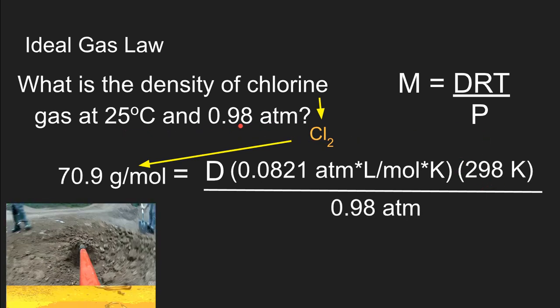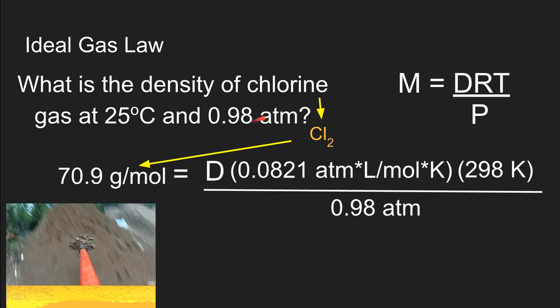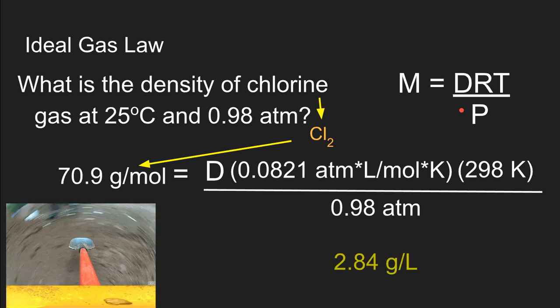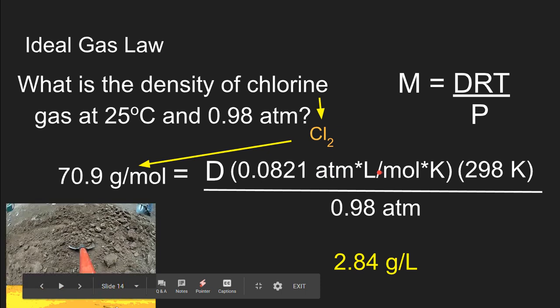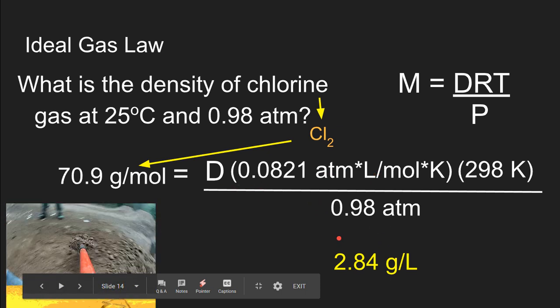There's the 0.98. Okay, so you can be doing densities, or you can find molar masses by using dRT over P. And then my answer would be 2.84, and it's grams per liter because the grams and the liters do not cancel out. If you just memorize that density is grams per liter, that's just as easy.